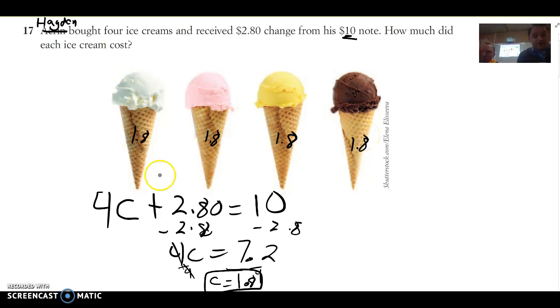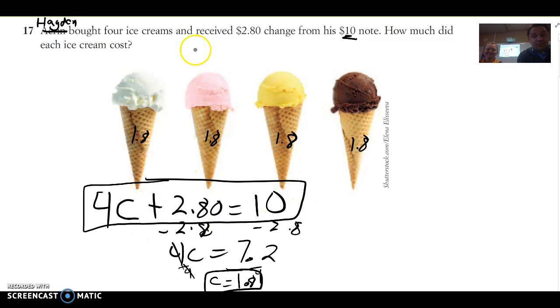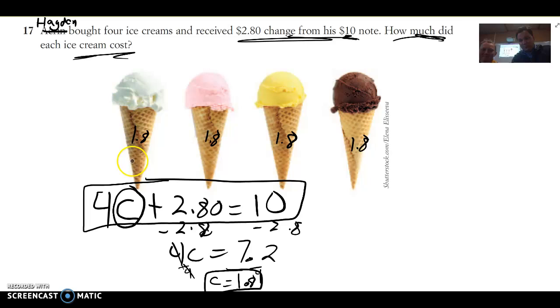So class, do we understand when I say write an equation for the problem that we're given so that we can solve for what we're being asked to solve for? Yes, Mr. Larson.